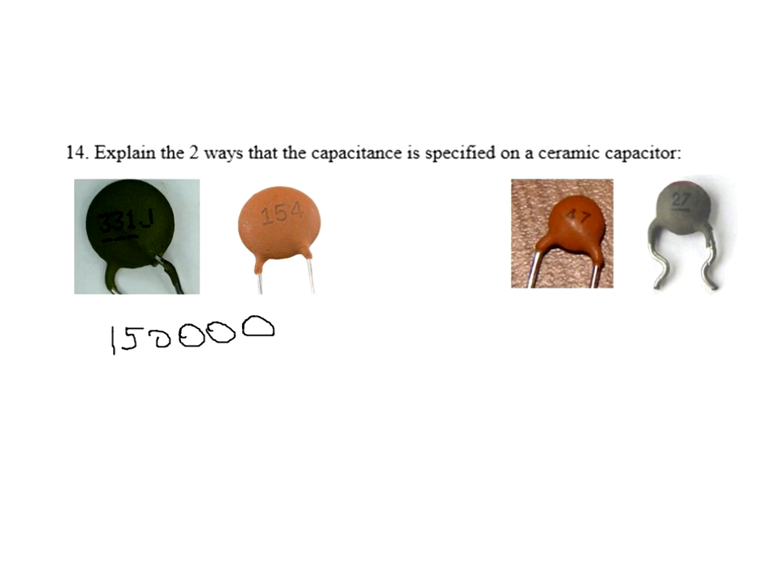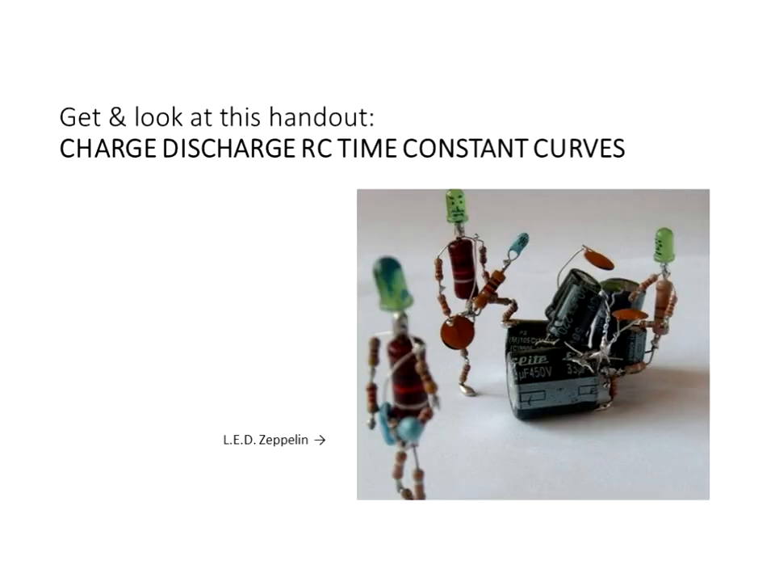So that would be 150,000 picofarads, because the 3-number code is in pico. And how many nanofarads would that be? Well, that would be 150 nanofarads, because I moved the decimal place 3 places to the left. And then how many microfarads would that be? 3 more places. That would be 0.15. All right, so that would be the 3-number code. 3 numbers, you got to do the picofarad code. 2 numbers is the actual value of the capacitor in picofarads.